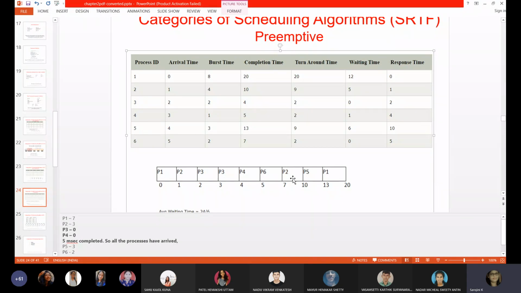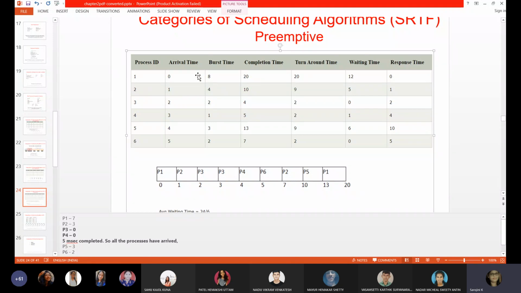So P5 will enter at the 10th millisecond. For P5 this is the first chance, right? So it will complete its execution. P5's CPU burst time is 3 milliseconds, so from 10 to 13 milliseconds it will use the CPU. Then after it completes its execution, it will come out of the ready queue.